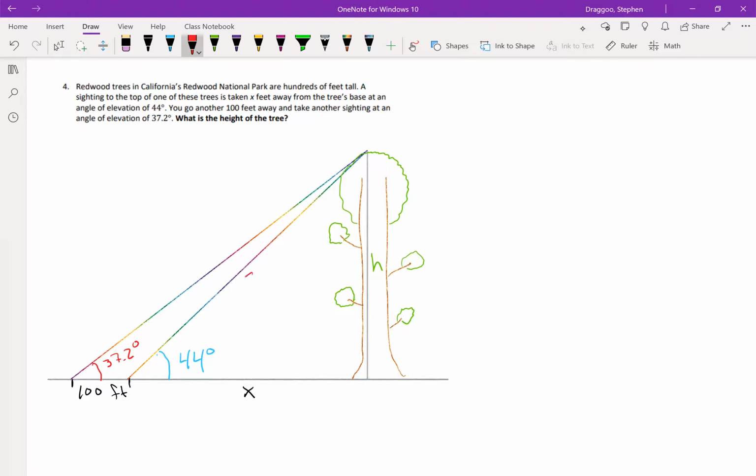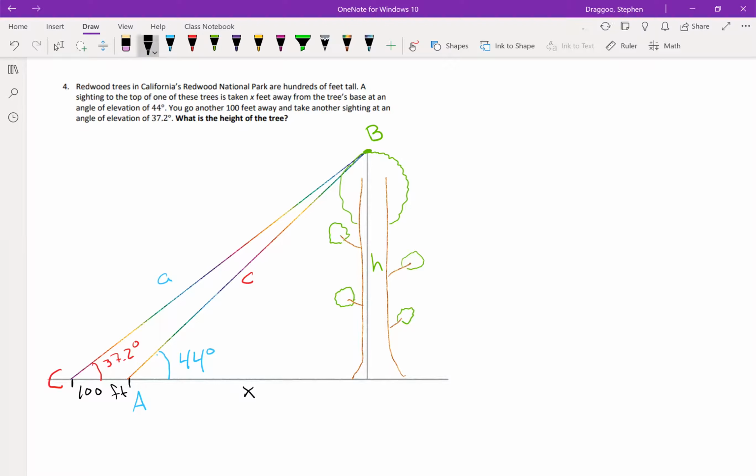Well, let's label this line C, which is going to make this angle over here C. If we label this side A, that'll make this first angle A, leaving only B for the final option, which I'll mark over here. And we already know the length of B, it's 100 feet.